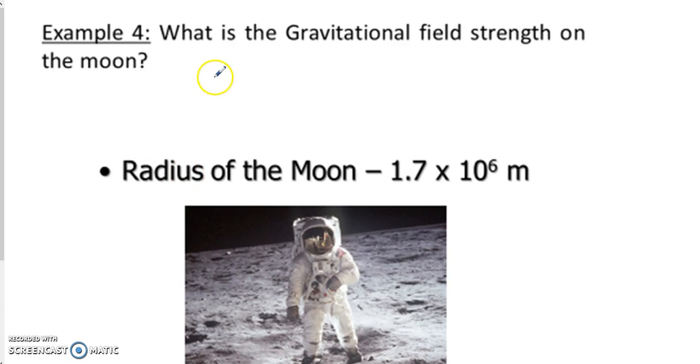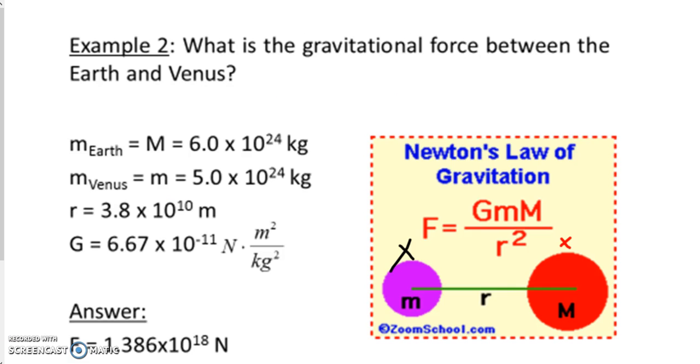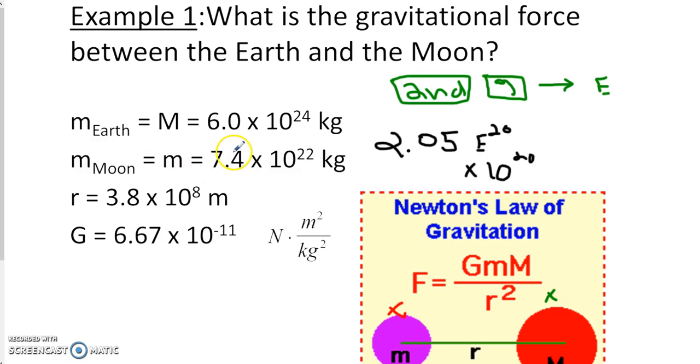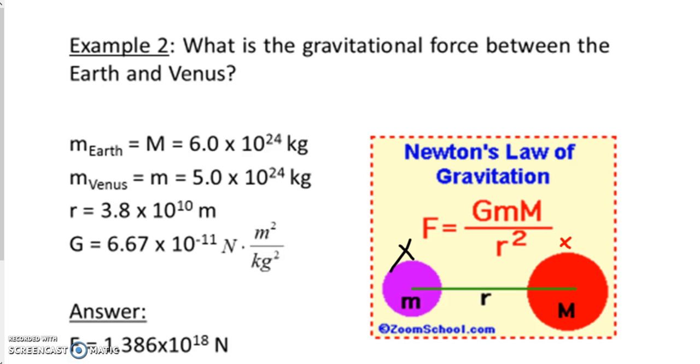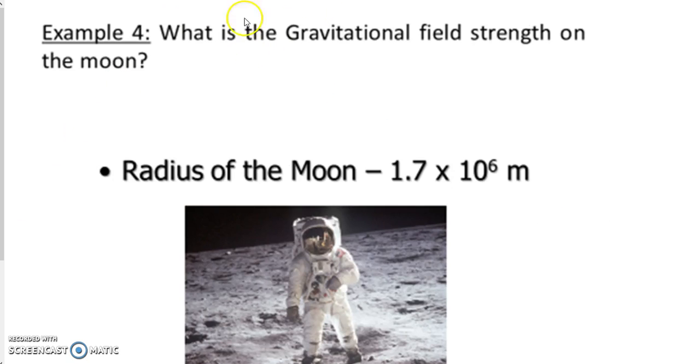Okay, so same idea. I still need my 6.67, but I need the mass of the moon, so let's click back. Mass of the moon is 7.4 times 10 to the 22nd. So let's type this in here. So mass of the moon equals 7.4 times 10 to the 22nd.